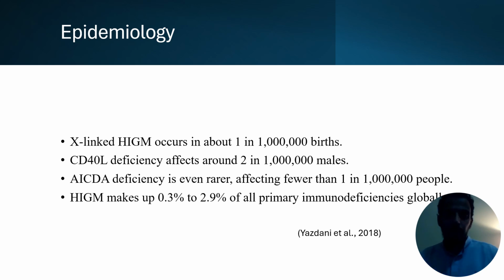Now I'm going to talk about the epidemiology of this disease. X-linked hyper-IgM syndrome occurs in about 1 in 1 million births. CD40 ligand deficiency affects around 2 in 1 million males. CD40 deficiency is even rarer, affecting fewer than 1 in 1 million people. HIGM makes up 0.3% to 2.9% of all primary immune deficiencies globally.